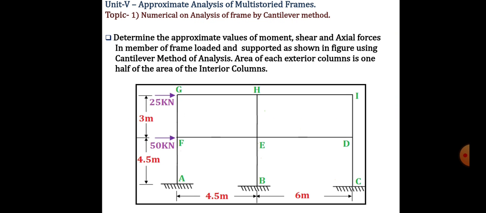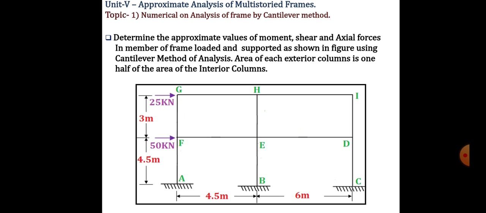Now this is a numerical based on Cantilever Method. This is the second part of unit number 5, Approximate Analysis of Multi-Story Frame. Before this we discussed the portal frame method. Now this numerical is based on the cantilever method.